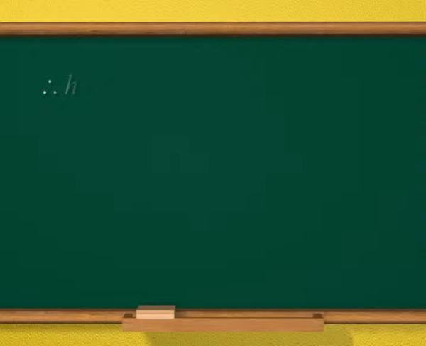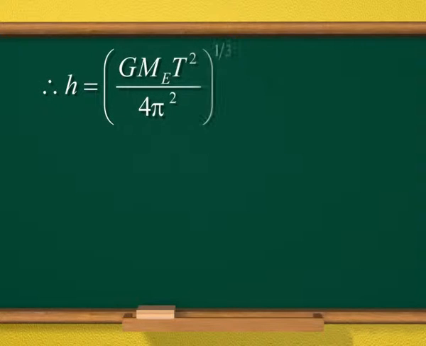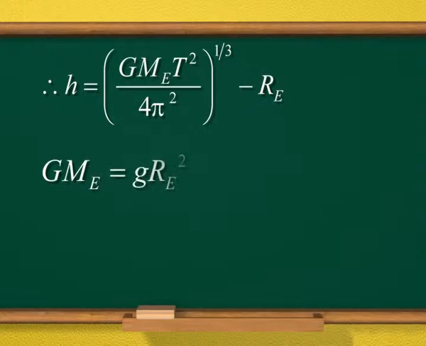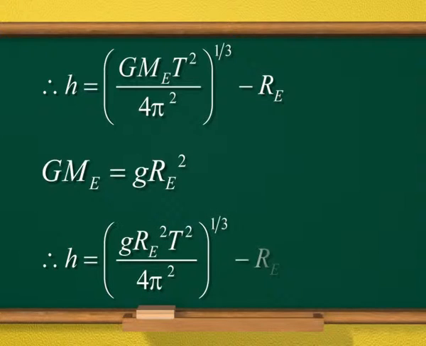Similarly, we can rewrite it in terms of acceleration due to gravity by substituting G Me equal to small g Re square, and we get h is equal to cube root of g into Re square T square upon 4 pi square minus Re.